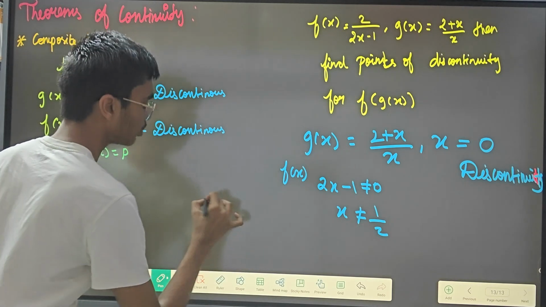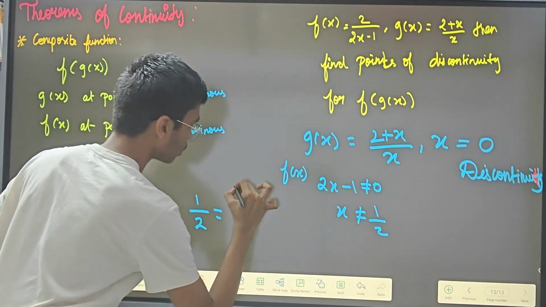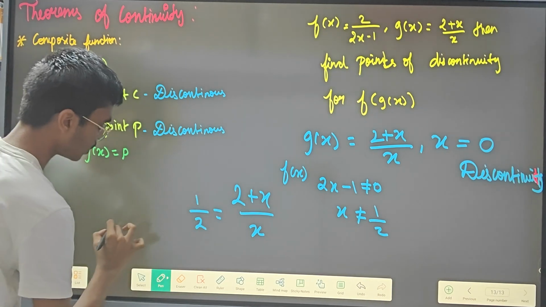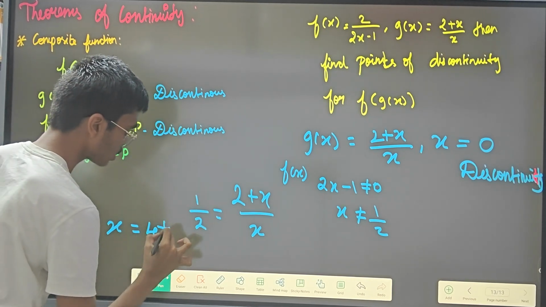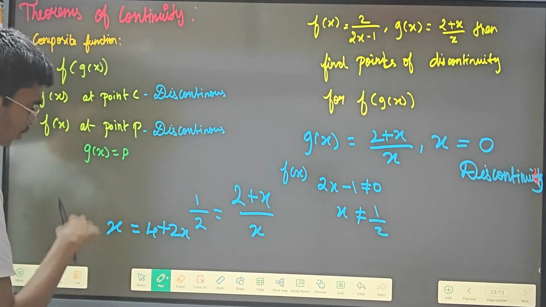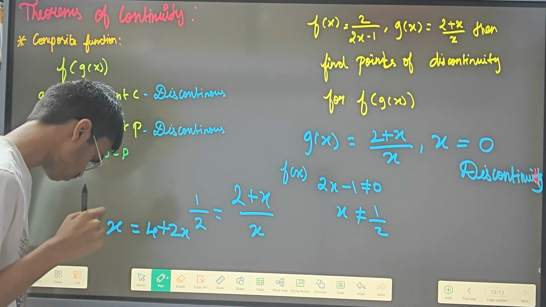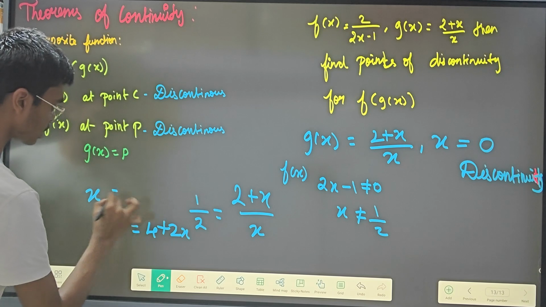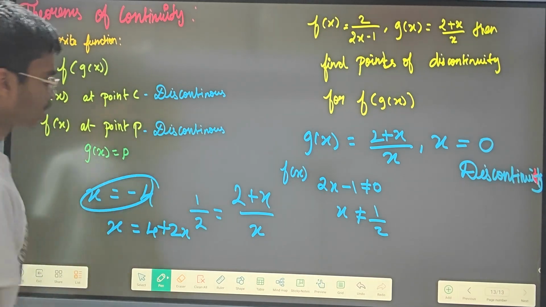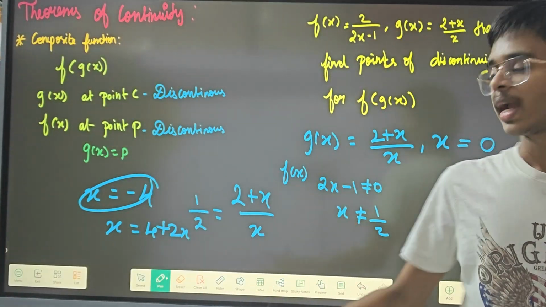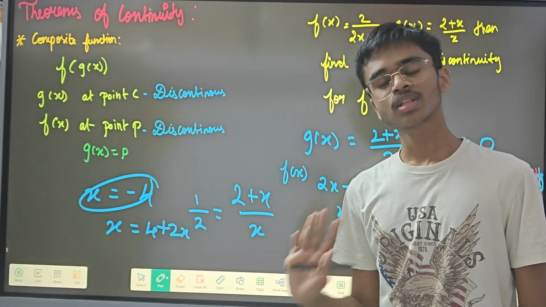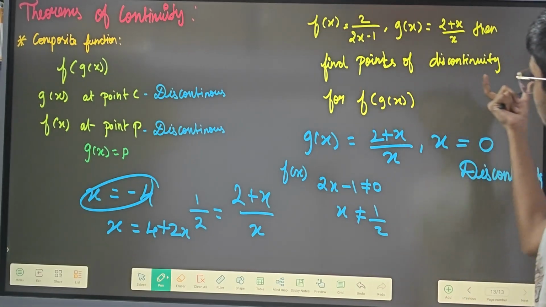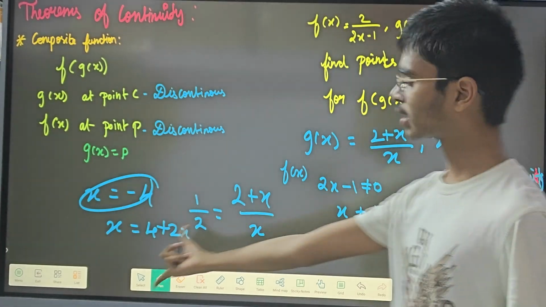So let us equate it. It will be 1 by 2 is equal to (2 plus x) whole divided by x. Just cross multiply, it will be x is equal to 4 plus 2x. So x is discontinuous at minus 4. So you got all these values. This is how we are going to do. So the points of discontinuity, just now we have checked, it is all clear.